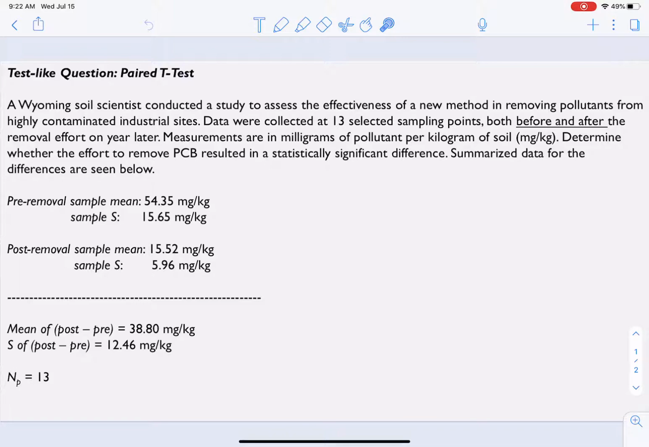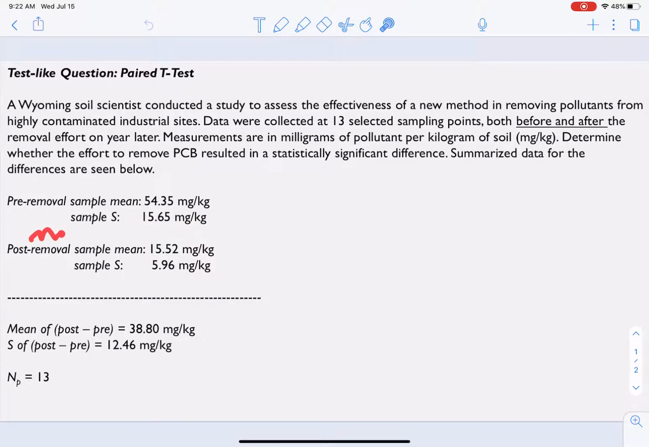So let's take it piece by piece. We've got the pre-removal of the pollutant from the ground. The sample mean of the pollutant in the ground was 54.35 milligrams per kilogram. Kind of a weird unit, but that's okay. And with a sample standard deviation of 15.65, right? So across these 13 points, the mean pollutant was 54.35, and then it varied by this much from plot to plot. Okay, so then they did the thing, right?